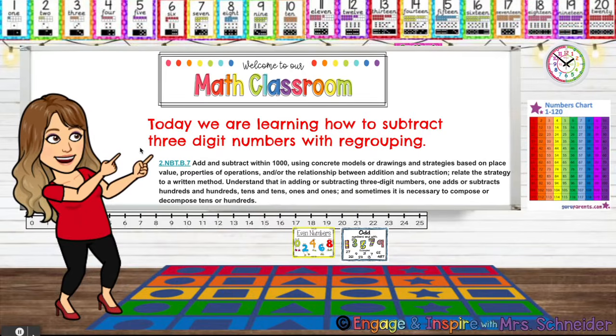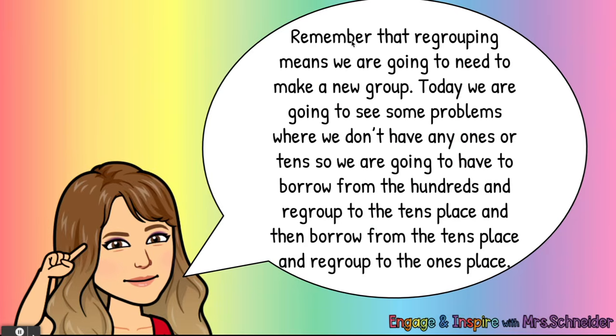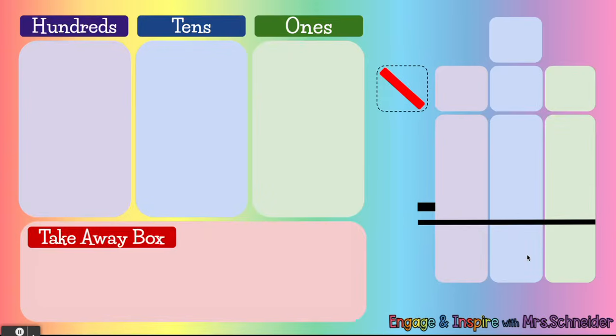Today we are learning how to subtract three-digit numbers with regrouping. Remember that regrouping means we are going to need to make a new group. Today we are going to see some problems where we don't have any ones or tens, so we are going to have to borrow from the hundreds and regroup to the tens place, and then borrow from the tens place and regroup to the ones place.